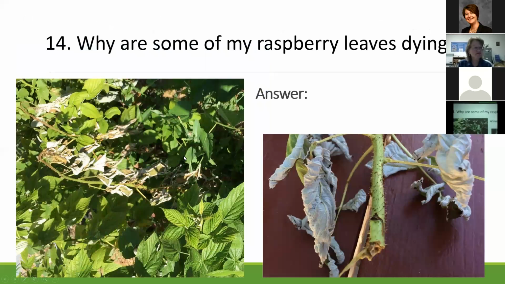Okay, why are some of my raspberry leaves dying? And this was one where these two pictures were emailed to me. I love that we have email. First half of my career, everything had to be brought in as a sample. And most people are very willing to send in a picture, so I try in just about every situation where a sample's not brought to my office. I can't emphasize enough how important it is to encourage people to bring in a sample.